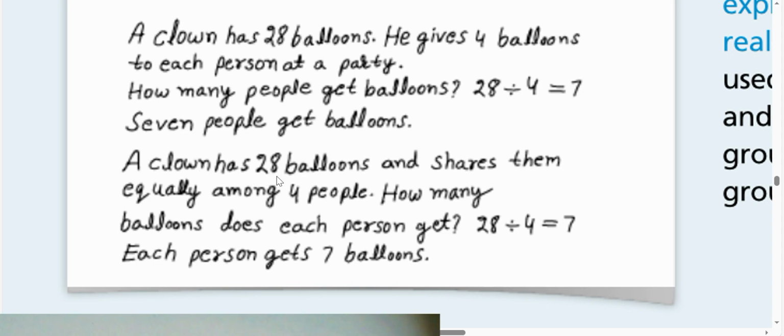A clown has 28 balloons and shares them equally among 4 people. How many balloons does each person get? We can write 28 divided by 4 equals 7. Then each person gets 7 balloons.